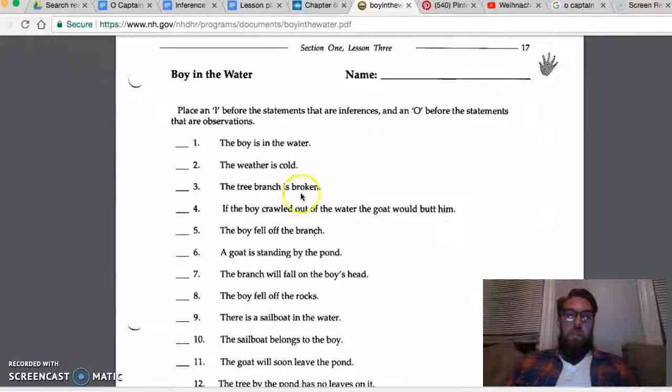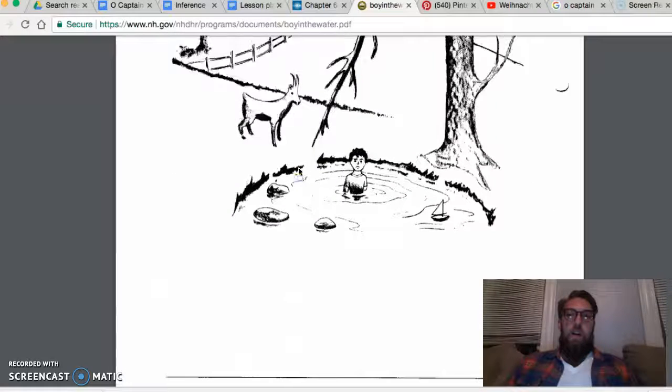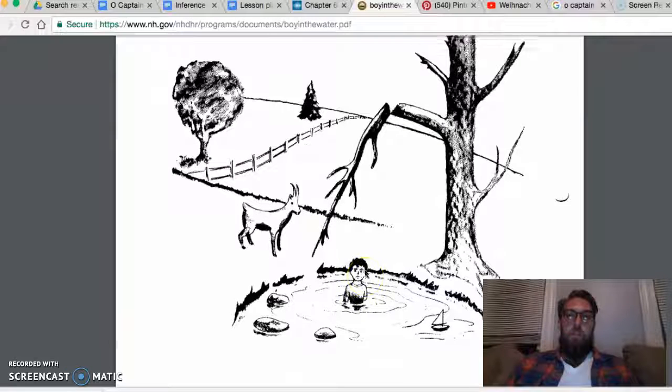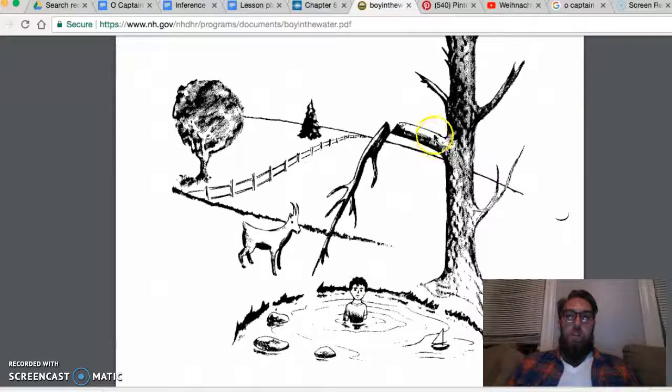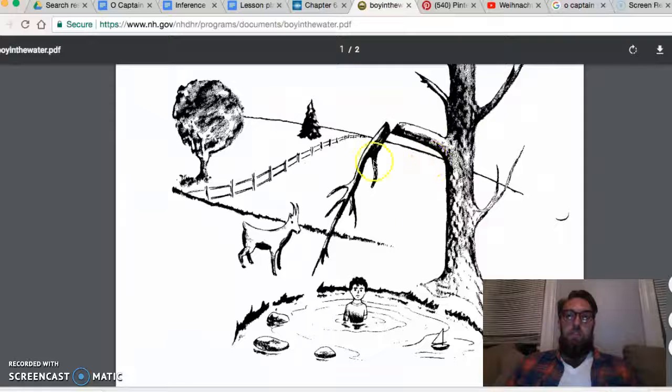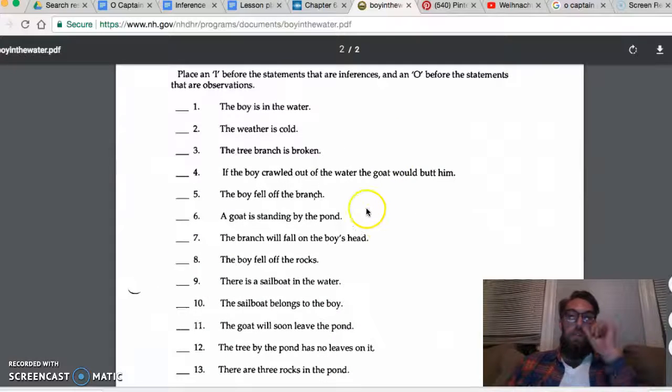Okay, so let's go through. The boy is in the water, observation. The weather is cold, inference. We don't necessarily know it's cold, except for the fact that there's no leaves or anything. So that's my inference. It's cold because there's no leaves. Tree branch is broken. 3 is an observation.